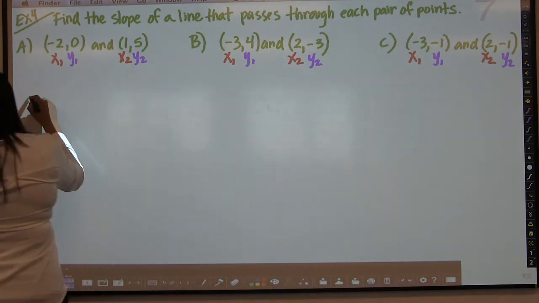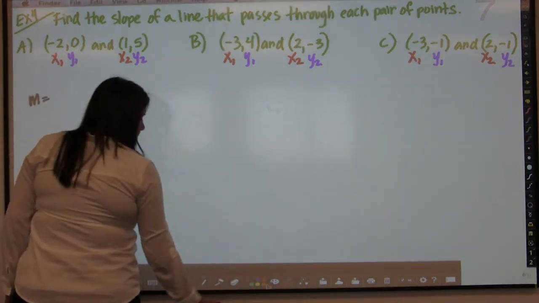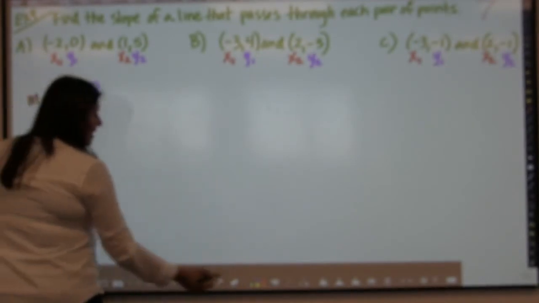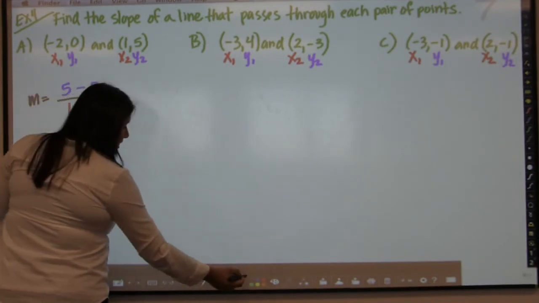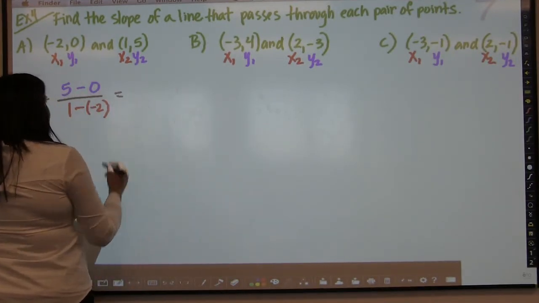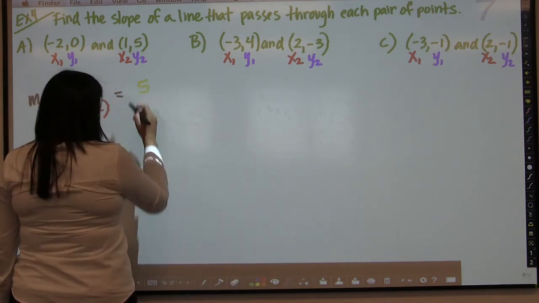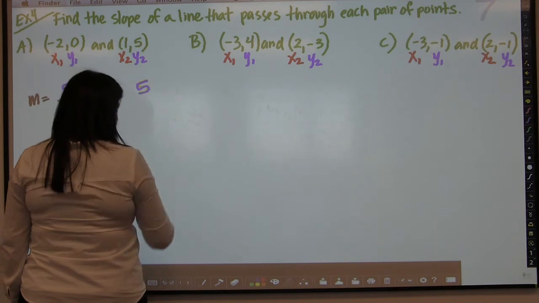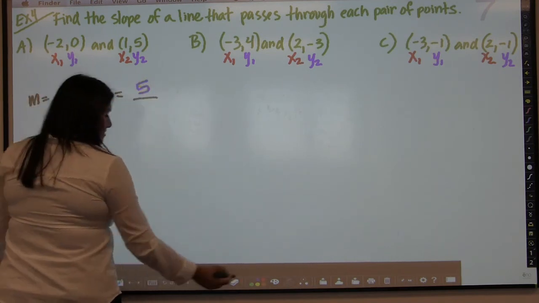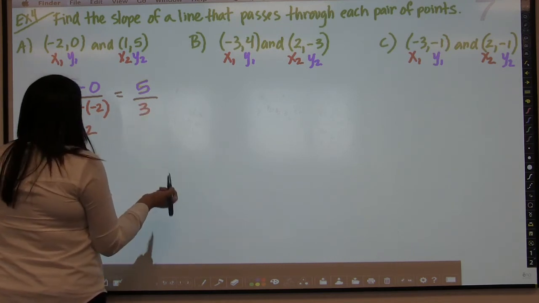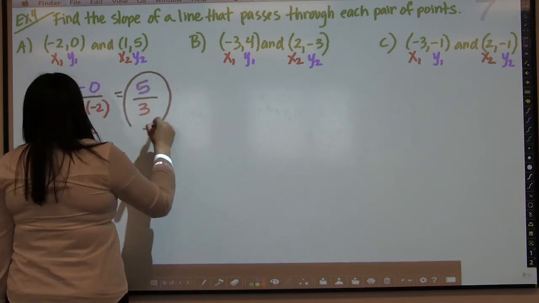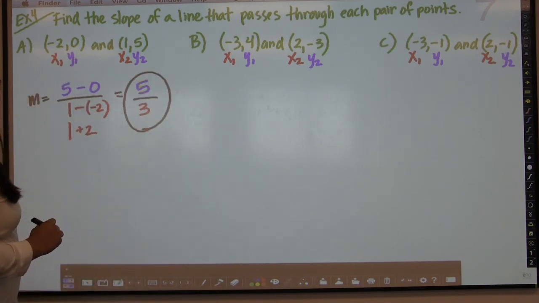Okay, so my slope is going to equal, the formula was y2 minus y1, so in this case it's going to be 5 minus 0 divided by x2, which is 1 minus negative 2. And again, be very careful with those minus negatives. So 5 minus 0 is 5. And be really careful here. We've got to get 1 minus negative is plus, so 3. So 5/3. And I feel like we just did that. But we get positive 5/3 for that slope.